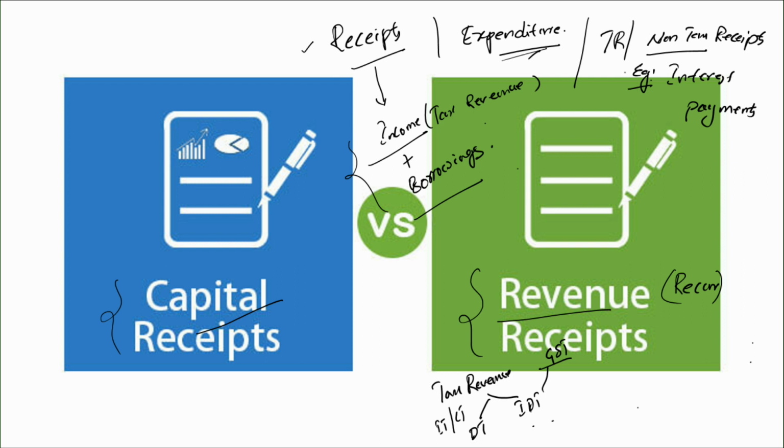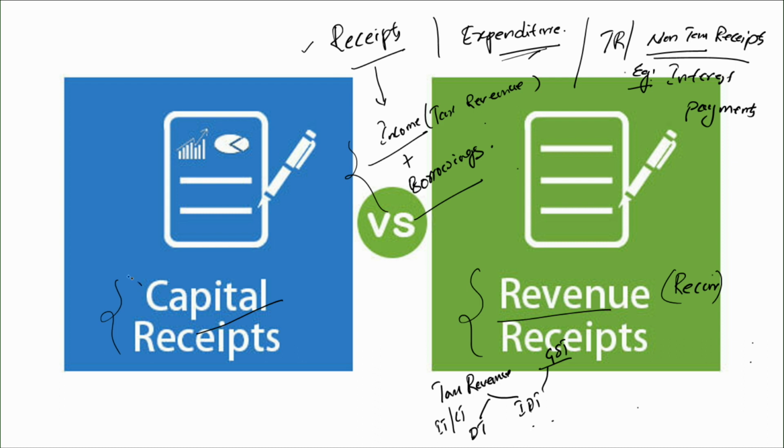Similarly, user charges, fines, university fees, any receipt, anything that is a regular flow to the government but not necessarily in the form of tax could be an example of a non-tax receipt. Like I said, interest payments made by the states upon the loans borrowed from the center, user fees, court fees, all such examples are non-tax receipts.